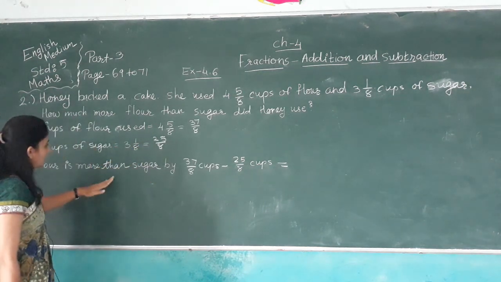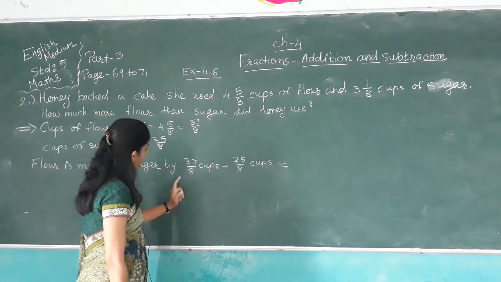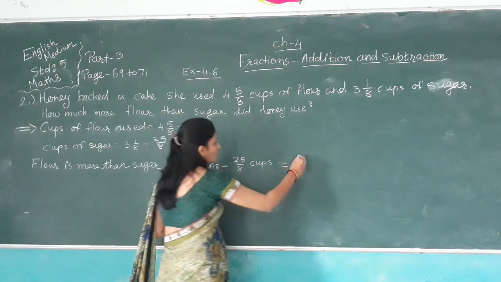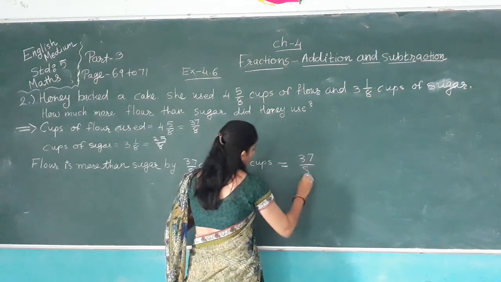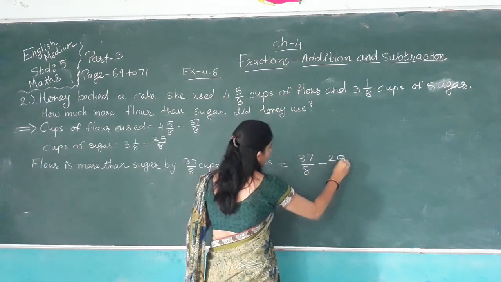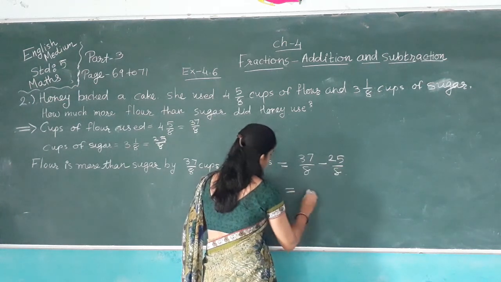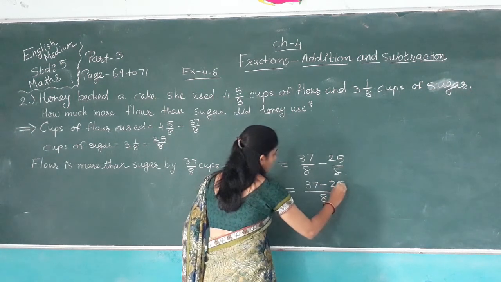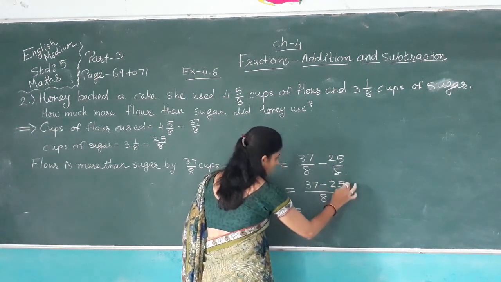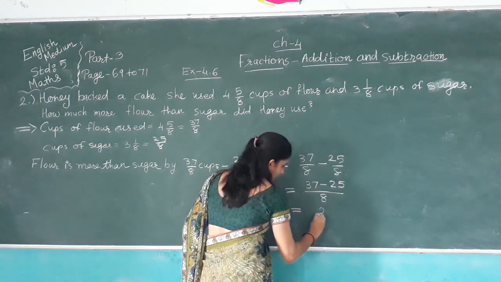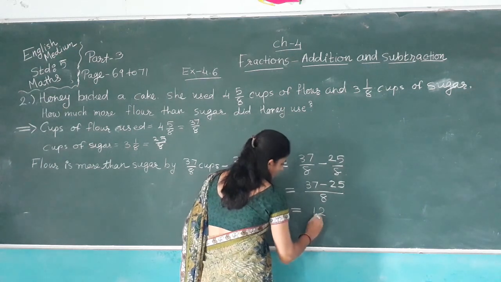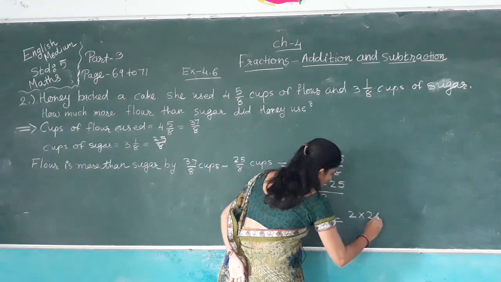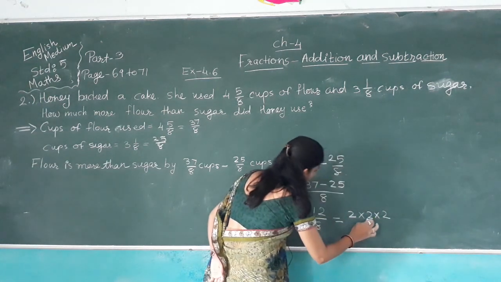Flour is more than sugar by 37 out of 8 cups minus 25 out of 8 cups. So 37 out of 8 minus 25 out of 8. Here both denominators are same, so we subtract the both numbers directly. 7 minus 5, 2, and 3 minus 2, 1 out of 8. Here 2 multiply by 2 multiply by 2. 2 2s are 4, 4 2s are 8.